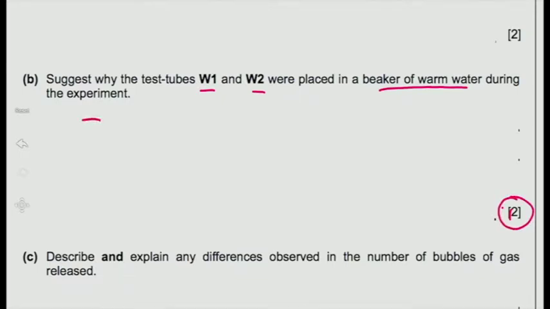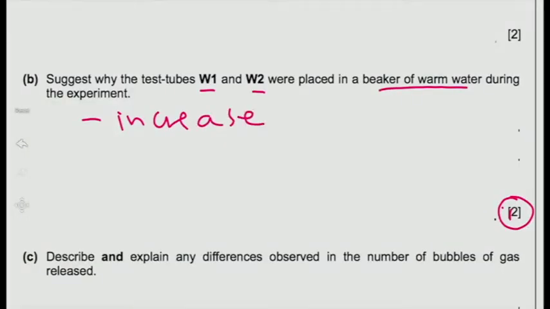They were placed in a beaker of warm water. Warmth. Remember when you talked about conditions necessary for germination, we said warmth. So the warm condition will increase the reaction, the reaction of the yeast to the sucrose. To make it happen faster, we increase it.